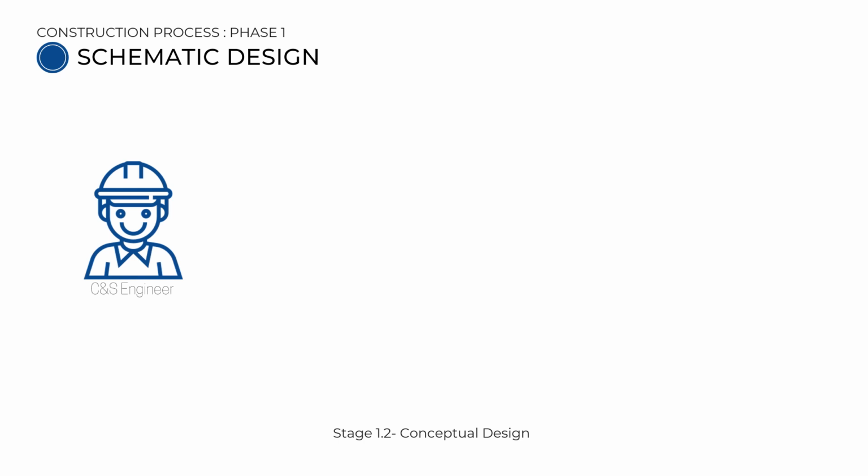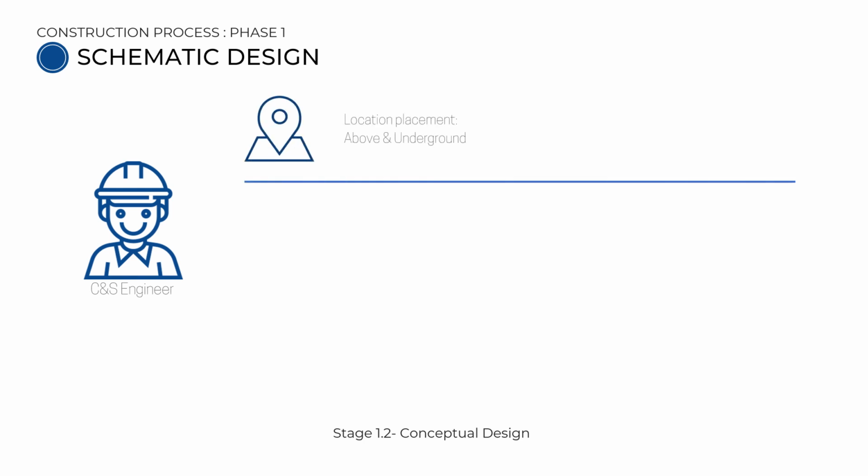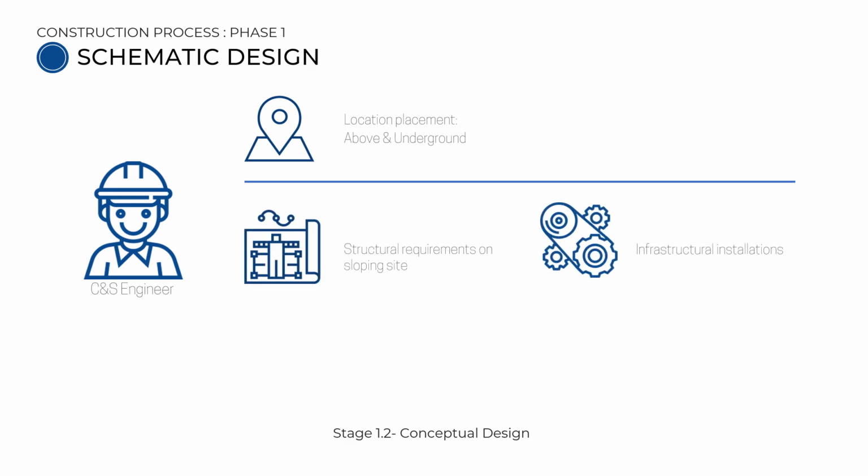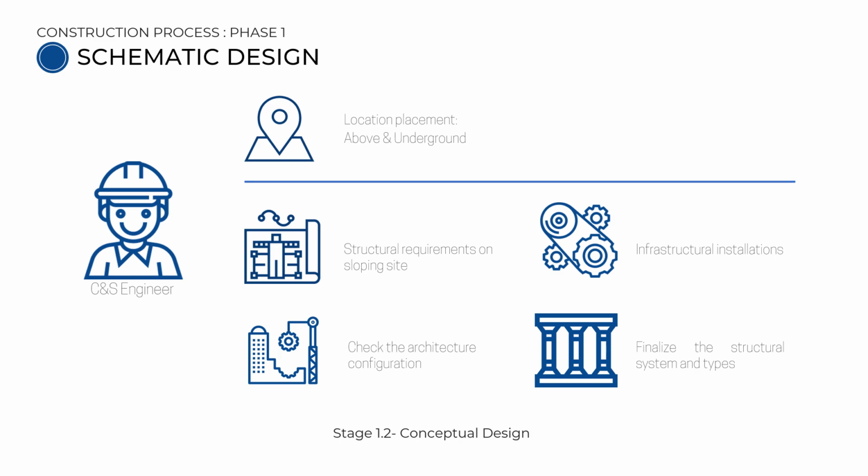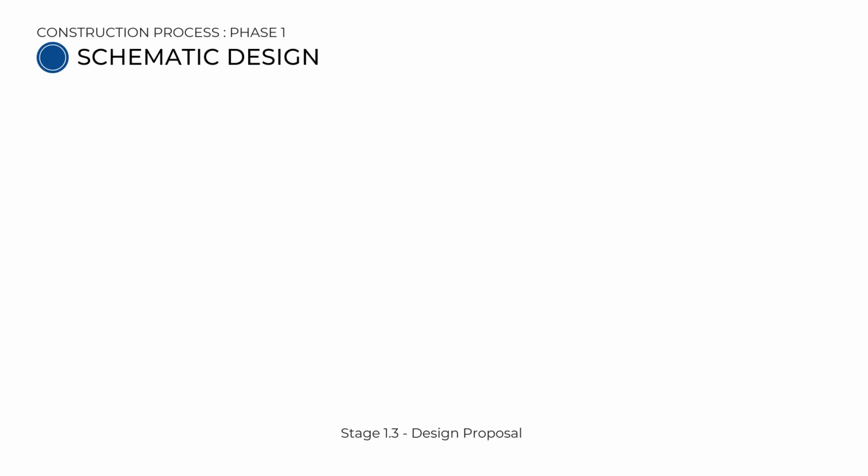The C&S engineer is in charge of the location placement of both above ground and underground structural requirements and infrastructure installation on the sloping site. Next, he checks the architectural configuration and finalizes the structural system and types that suit the building. In stage 1.3, design proposal is carried out.